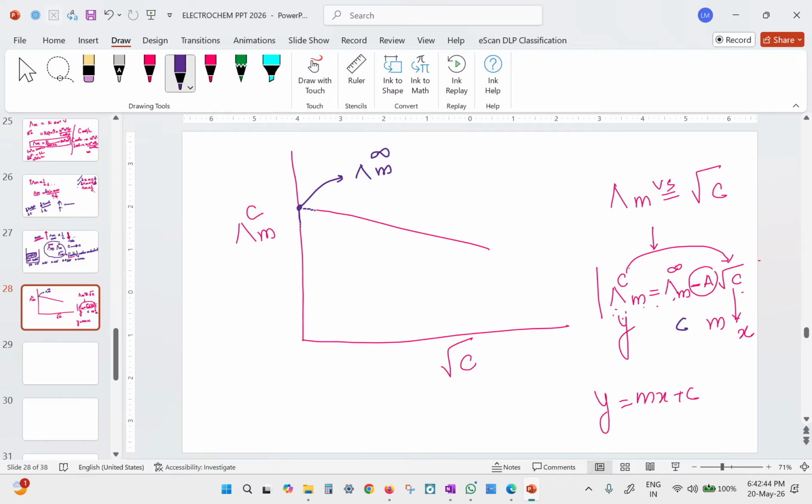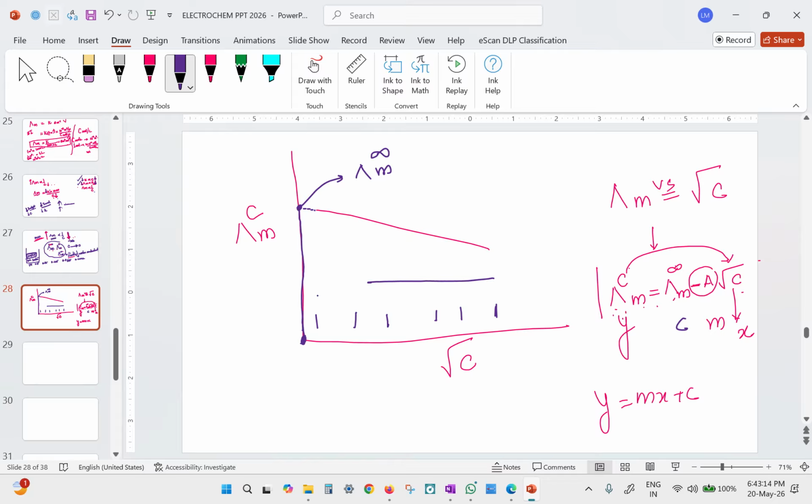What is the concentration when I'm measuring the lambda m infinity according to the x-axis? Zero. Almost, so approaching 0. Is it possible for you to make a solution of KCl or any electrolyte with 0 KCl in it? No, ma'am. So it's a theoretical value. We keep decreasing the concentration from a higher value to a lower value, lower, lower. But I cannot reach 0.